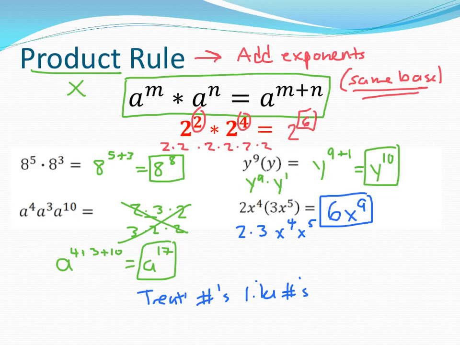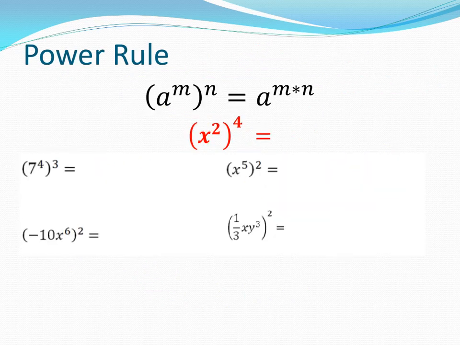All right, next one, we have the power rule. So power rule, product meant that we took two things and multiplied them together. So power, what this means, power, think of that as an exponent.